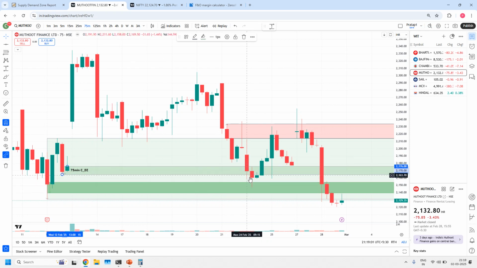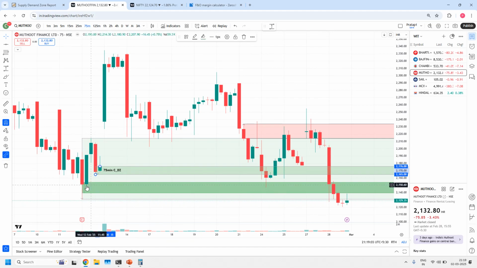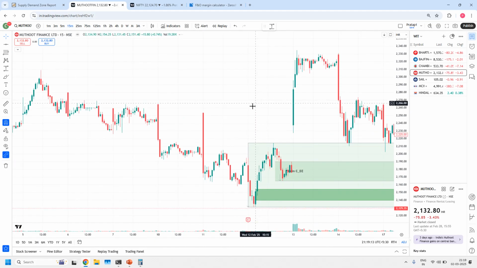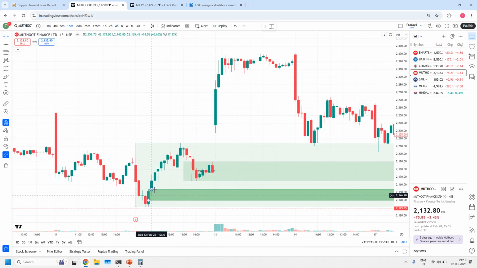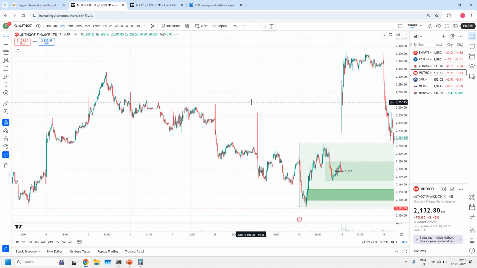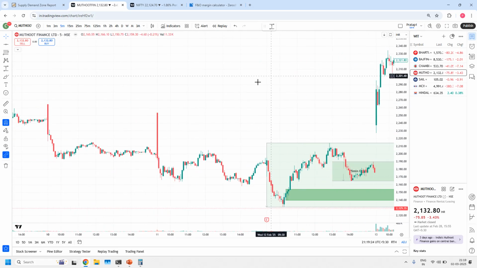See, finally zone is violated, but institutions cleverly, you know what they did? They set a trap below this 75-minute zone. Go to 15 minutes time frame. Below this zone, here they kept a trap. At 5 minutes level it is clear, not 15 minutes level. Go to 5 minutes. Now you see the trap.